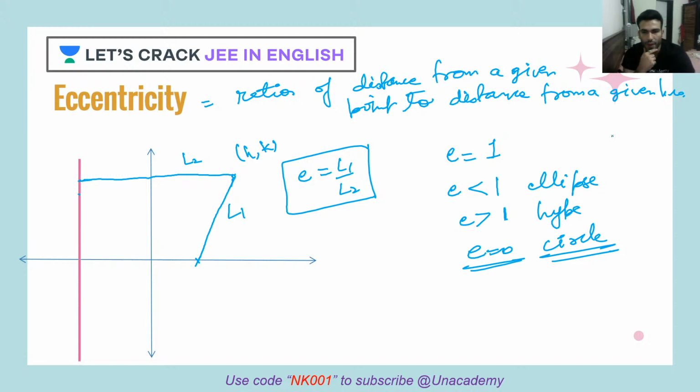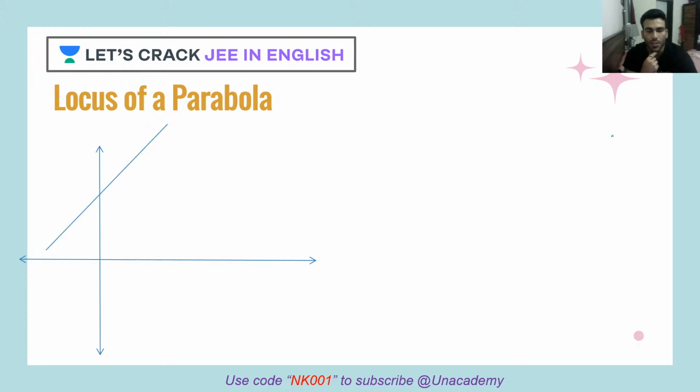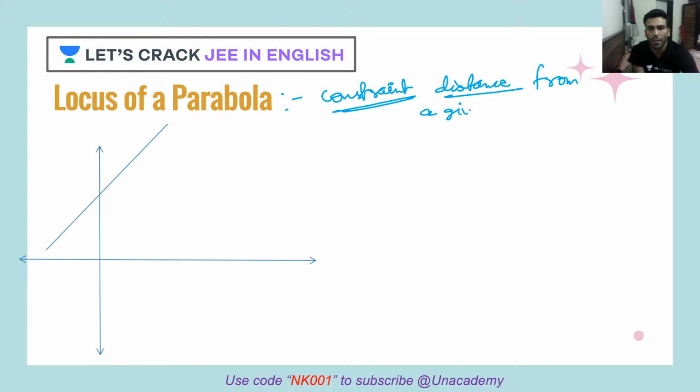Okay, so let's move ahead and we'll be discussing other things now. Locus of a parabola. So how can we find the locus of a parabola? Very easy. We just defined the eccentricity. What is the eccentricity? For a parabola it was 1. So that means the constant here is distance from a given point is equal to distance from a given line.